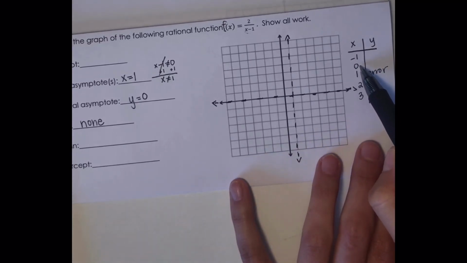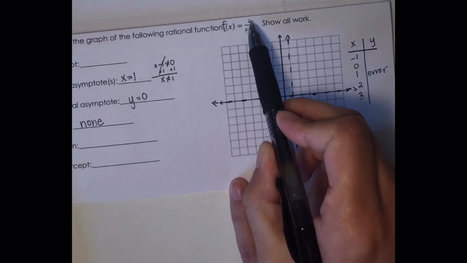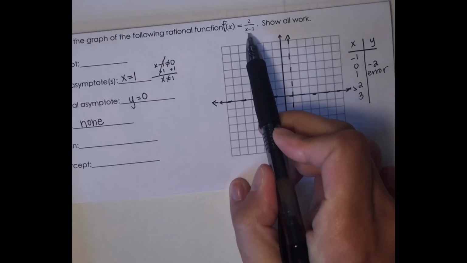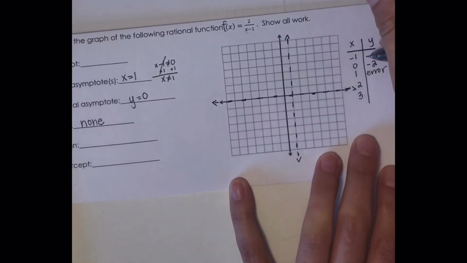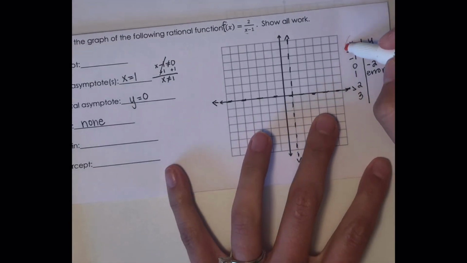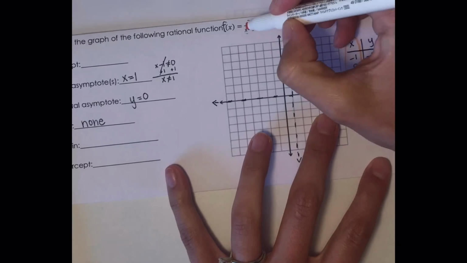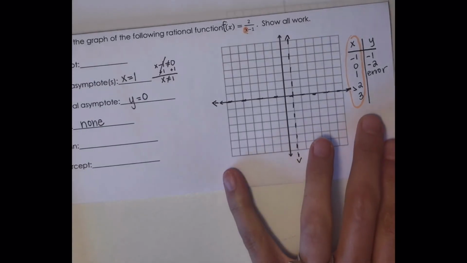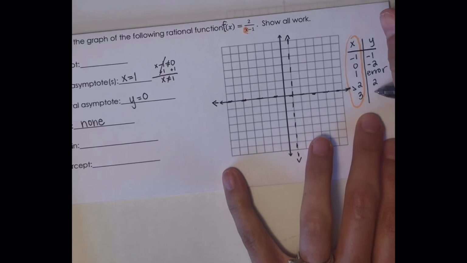Here if we plug in 0, it'd be 2 over 0 minus 1, so that would give us a -2. If we plug in a -1 for x, it'd be 2 over -1 minus 1, so that would give us a -1. If you can't see what I'm doing, I'm plugging in this column for x. All right, then I plug in 2. 2 over 2 minus 1 will give us 2. 2 over 3 minus 1 will give us 1.